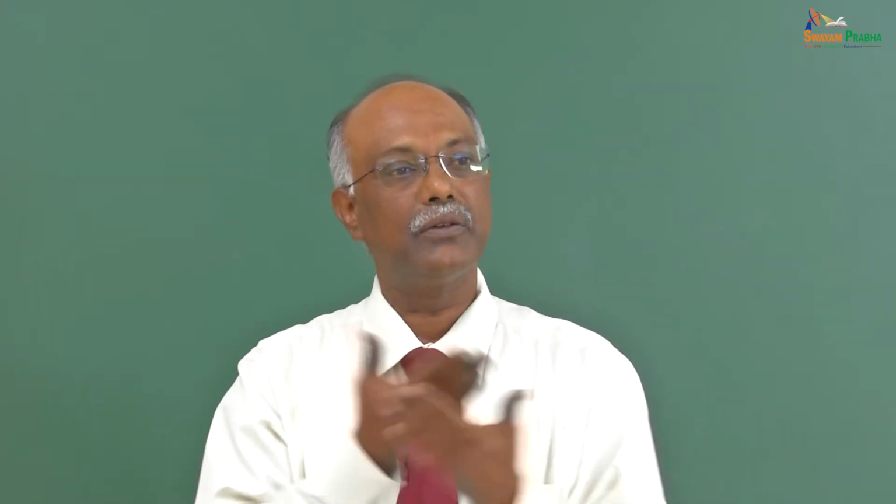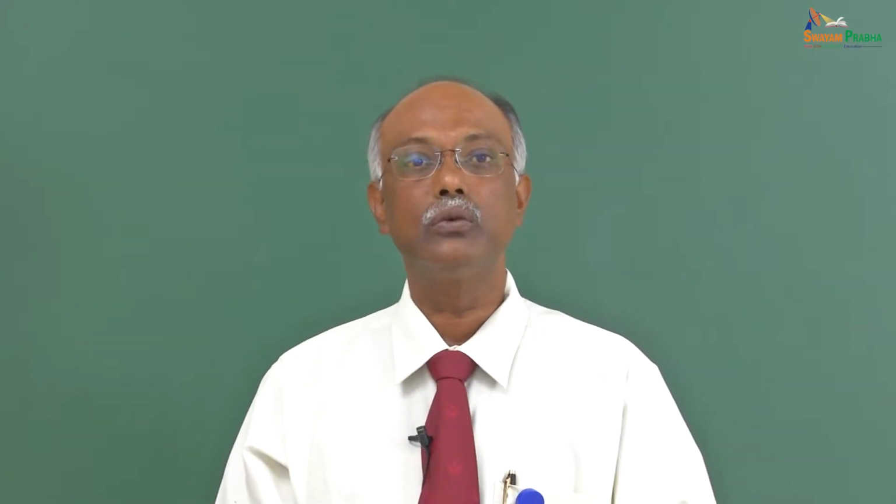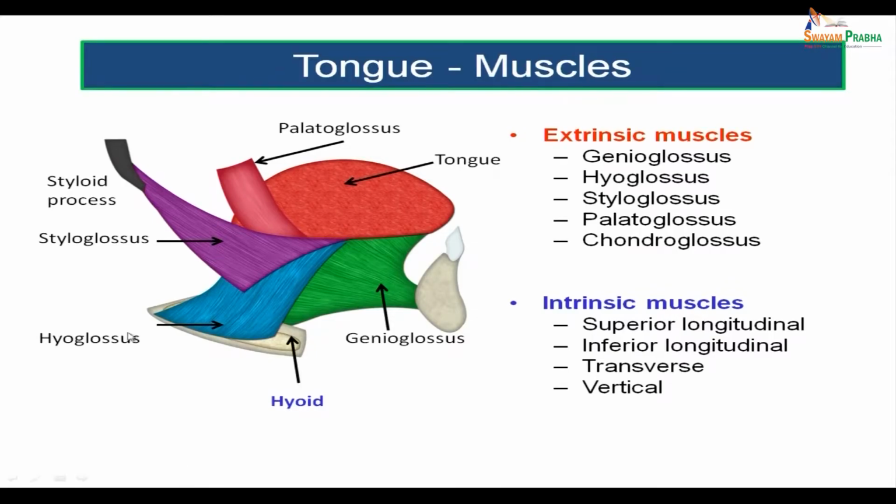Now, what is the basic difference between an extrinsic muscle and an intrinsic muscle? Action. What is the basic difference in action? Extrinsic muscles change the position of the tongue. Intrinsic muscles change the shape of the tongue. So, the extrinsic muscles include the genioglossus. The bulk of the tongue is formed of this particular muscle, called genioglossus, which extends from the mandible and into the tongue.